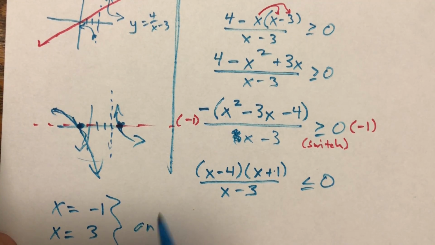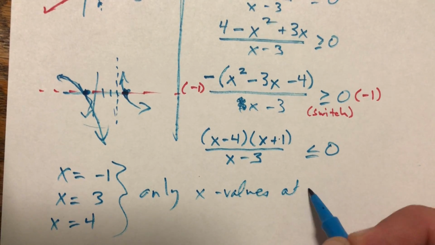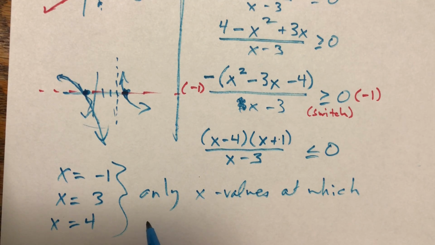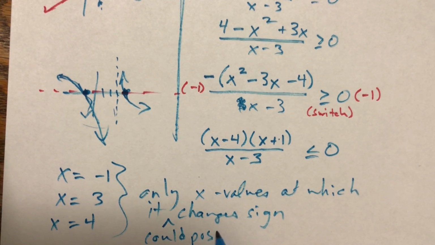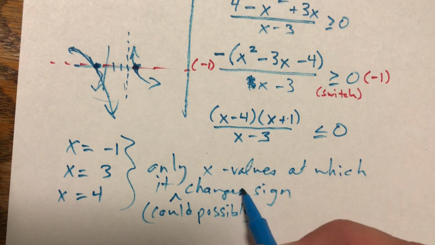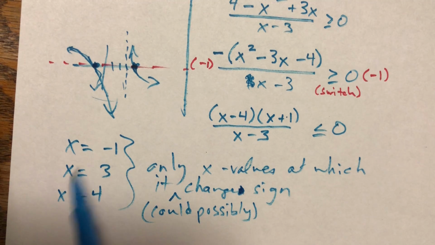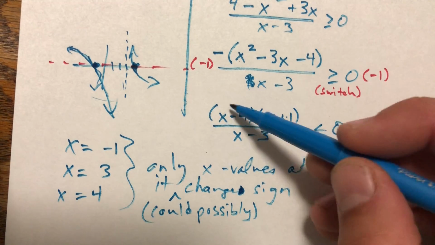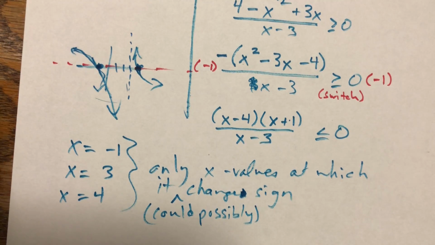These are the only x values at which it changes sign, at which it could possibly change. Well, that's weak. But we fixed it, right? So these here are the only x values at which our rational expression here could change sign. And that's what we're after, right? We want to know where it's below 0.